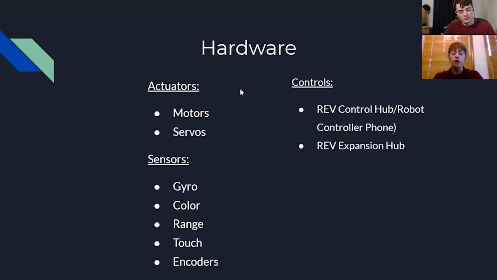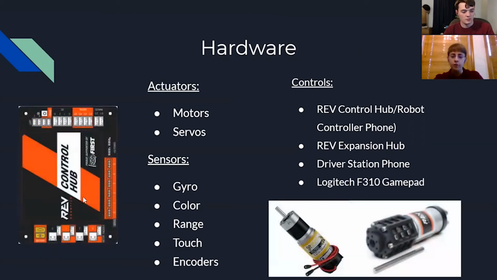Also, we have the Rev Expansion Hub, which is basically the Rev Control Hub, except you don't download code onto it, but it also helps run your peripheral hardware. We also have the Driver Station Phone, and this is what you will plug your remote controls into to drive and use the robot during teleop. And what you plug into this phone are specifically Logitech F310 gamepads. So over here we have a picture of a control hub, and then this is a goBILDA motor, and that's a Rev motor, just to kind of give you a taste of what these things look like.